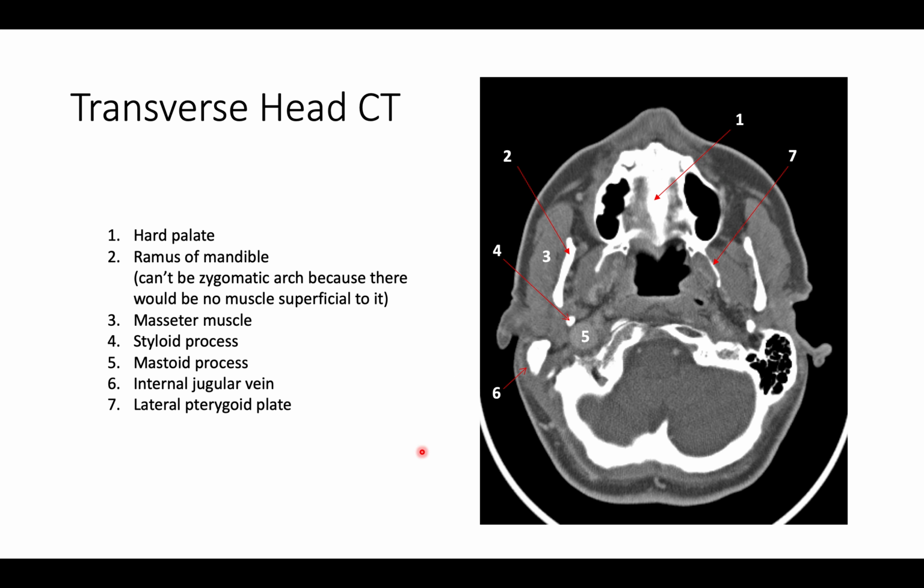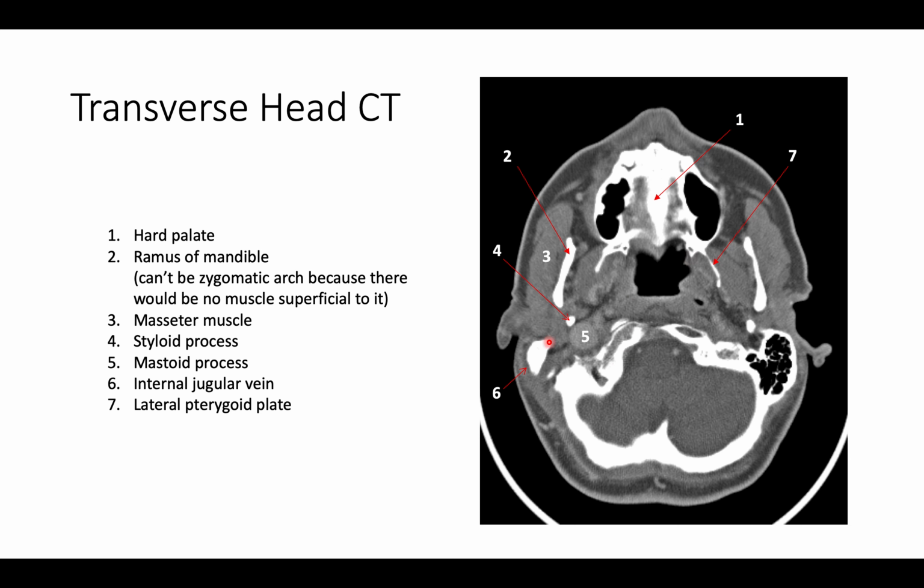Looking at a transverse CT, right here is the hard palate of the mouth, which gets you oriented. Right here too, that's the ramus of the mandible. Number 3 is the masseter muscle, remember, outside of the IT fossa. Number 4 right here is the styloid process. Right here is the mastoid process. You usually find those in OPP. I remember finding those in our first lab that we had.